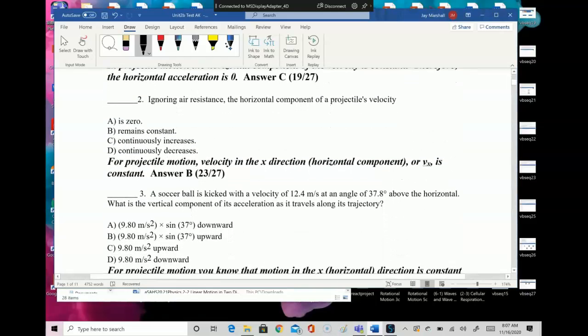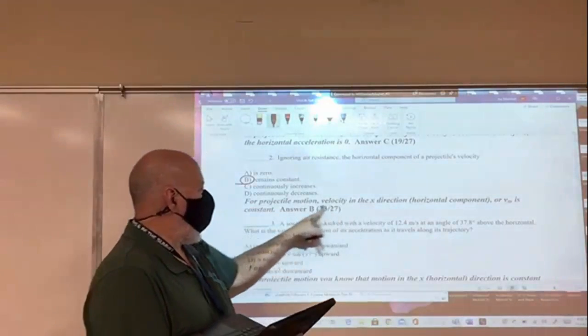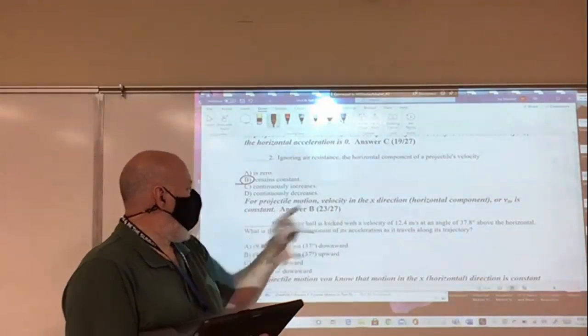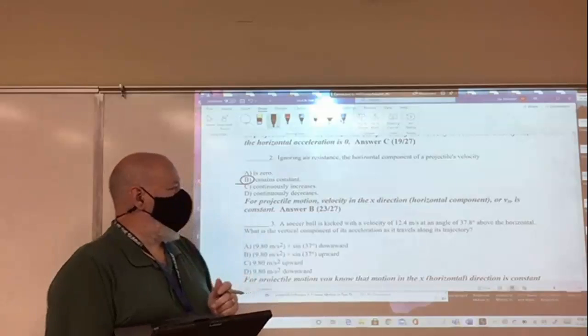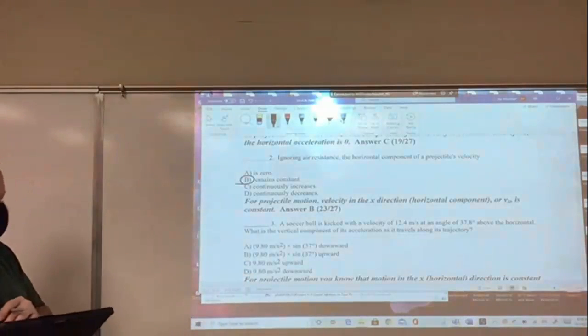Ignoring air resistance, the horizontal component of a projectile's velocity. Is it the horizontal velocity? It's constant, yeah, right? It remains constant. Okay? Most people got that right the last time I gave this test. So for projectile motion, velocity in the x direction is constant.